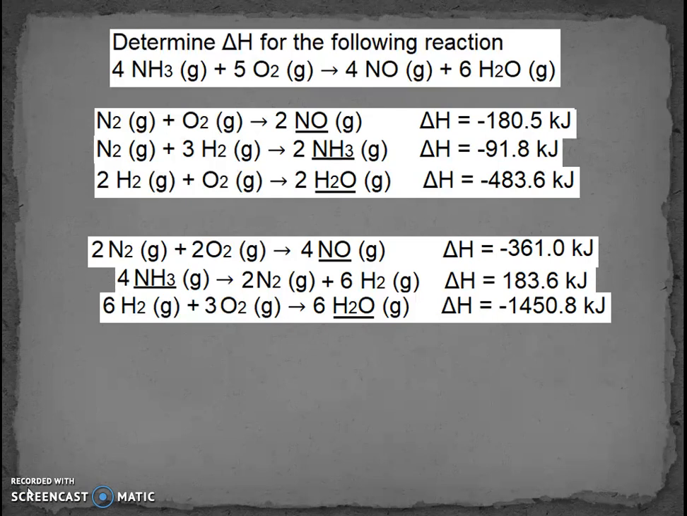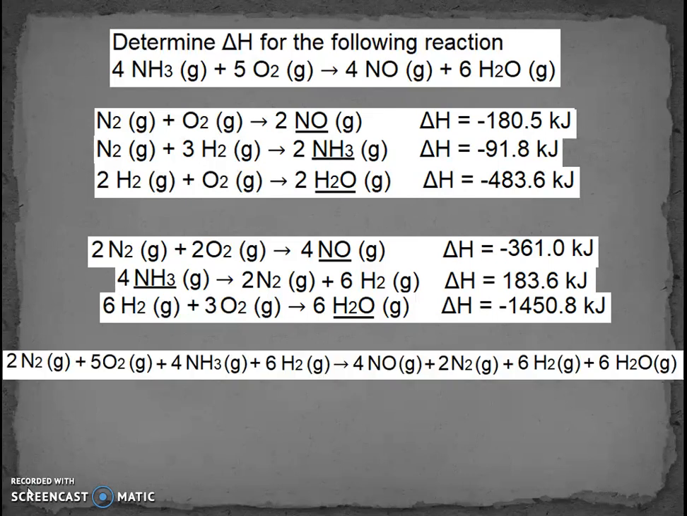So now that I have those 3 different substances in the right amounts where they belong, if I add these 3 different equations together, these 3 different processes all together, I get this much larger reaction of 2 nitrogens with 5 oxygens, 4 ammonias, 6 hydrogens, then making 4 nitrogen monoxides, 2 nitrogens, 6 hydrogens, and 6 waters. So that doesn't match my very top one. But if we take a closer look at what's going on, I have 2 nitrogen moles being reacted, and I have 2 moles of nitrogen being produced. So I had 2 to start and 2 to finish. That really didn't do anything, so I can eliminate those.